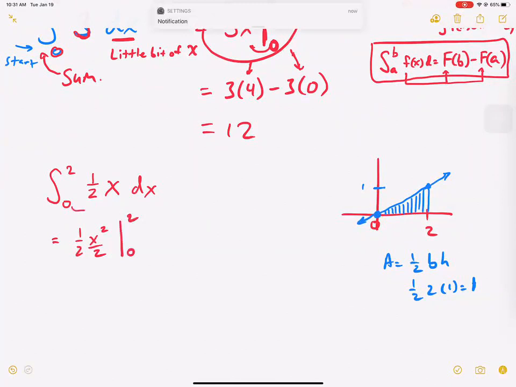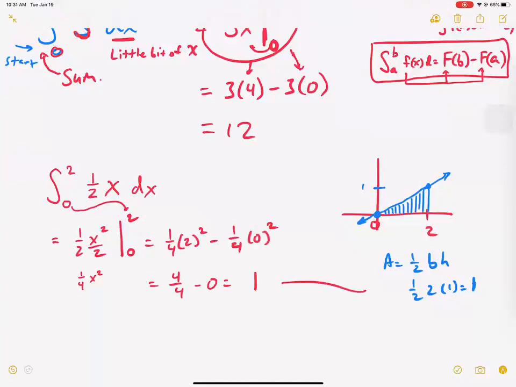Take a look. I always copy our a to b right at the end. We draw a little bar, a line, and we write 0 to 2. Then we're going to plug in the 2 and the 0. It's going to be upper minus lower. So I'm going to rewrite this as 1 over 4, make our lives a little easier. So 1 over 4, plug in 2 squared, minus plug in 0 squared. This becomes 4 over 4 minus 0, which is 1. Same answer.